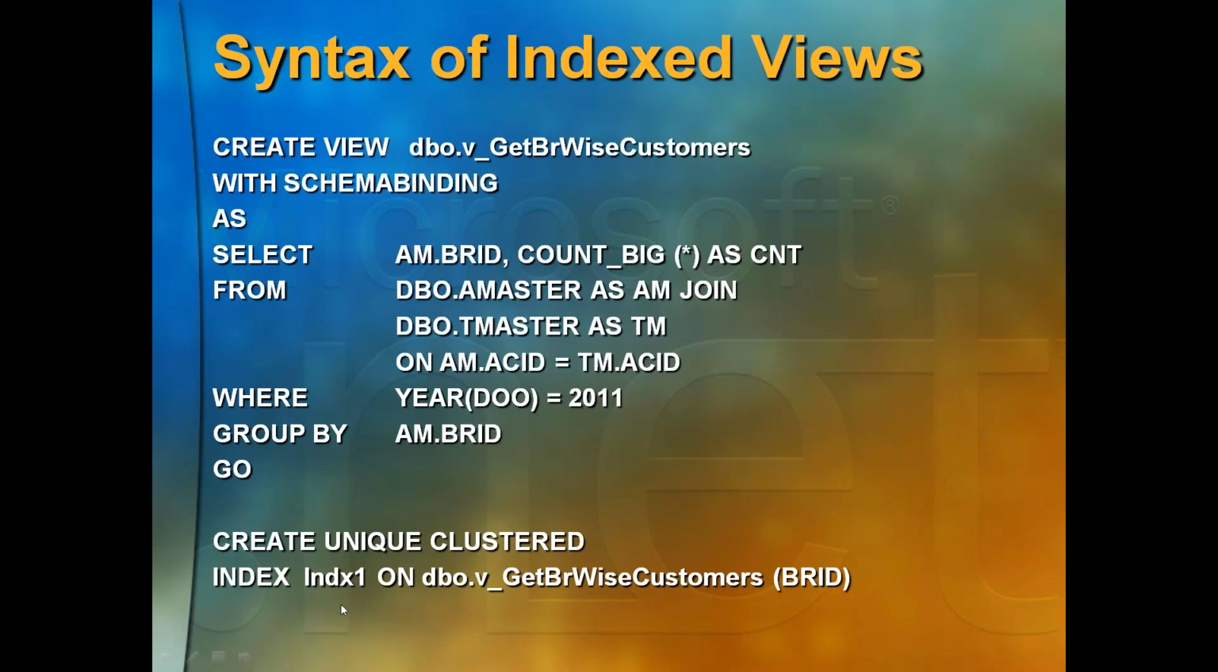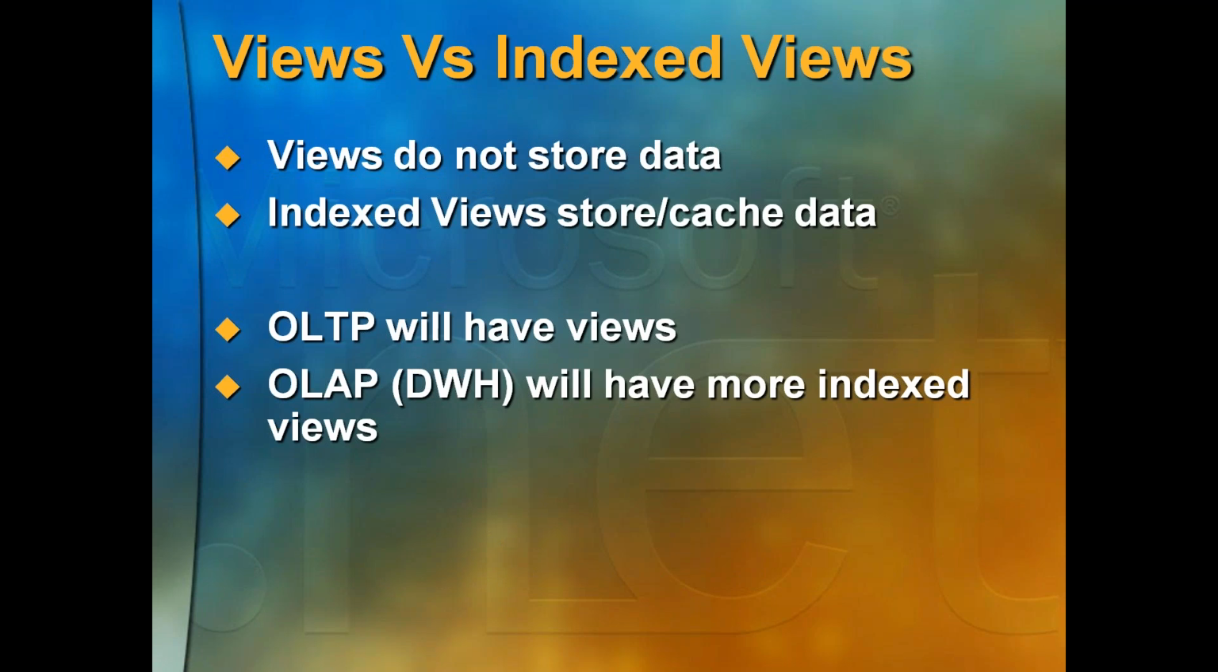So this is how technically you should be able to create an indexed view. Normal views do not store data. Normal views are slow when you have a large amount of data in the base table. So indexed views are very, very fast. Views do not store data. Indexed views store or cache data. OLTP will have normal views. OLAP will have more indexed views. But in OLTP also, if something is slow, you can create an indexed view, what is called a materialized view, so that you can get the data cached so that it is very, very fast.